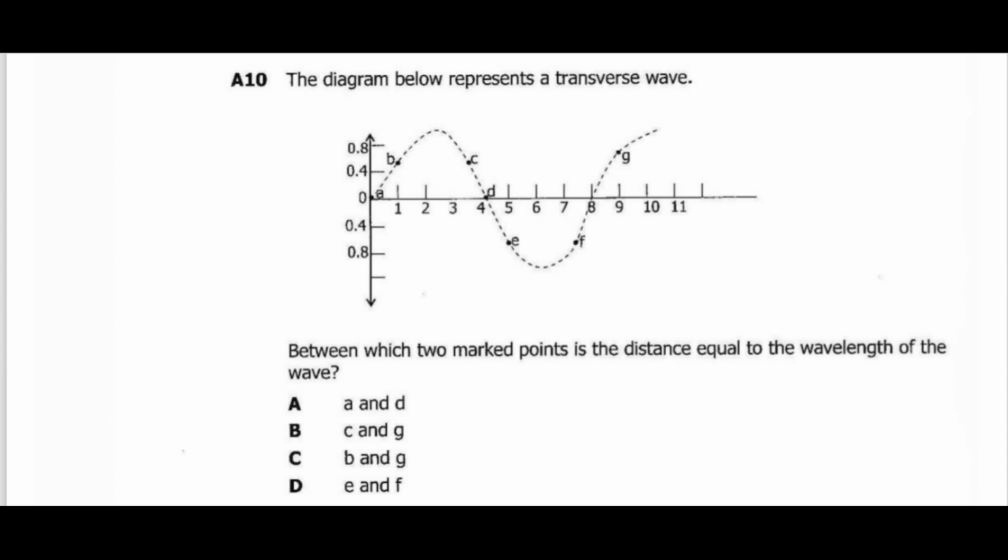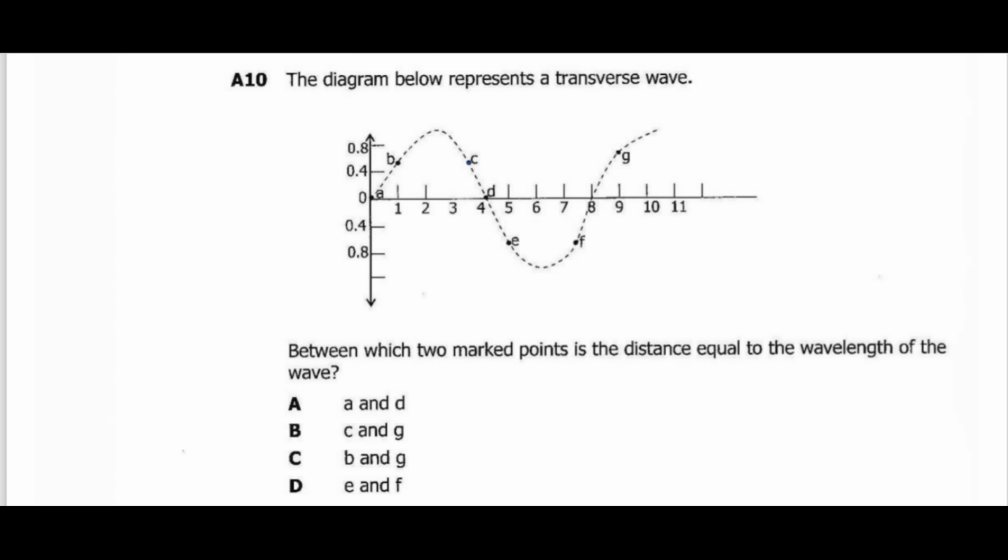Then in question 10, the diagram below represents a transverse wave. Between which two marked points is the distance equal to the wavelength of the wave? So the key point is we just want to find where we can see these two letters gives us a complete wave. If we look at BC, we cannot have a complete wave.